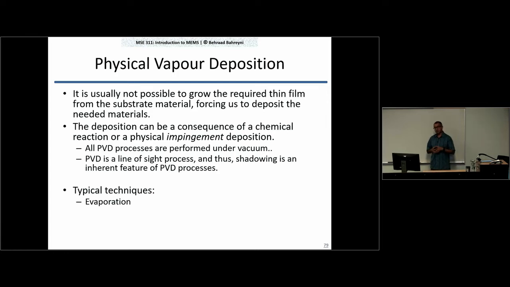We have two major techniques for PVD. One is evaporation, the other one is sputtering, and the third one is called molecular beam epitaxy. It's basically a modified version of evaporation, a very, very slow and controlled way of doing evaporation. So we'll talk about the first two in this course as the main PVD techniques.